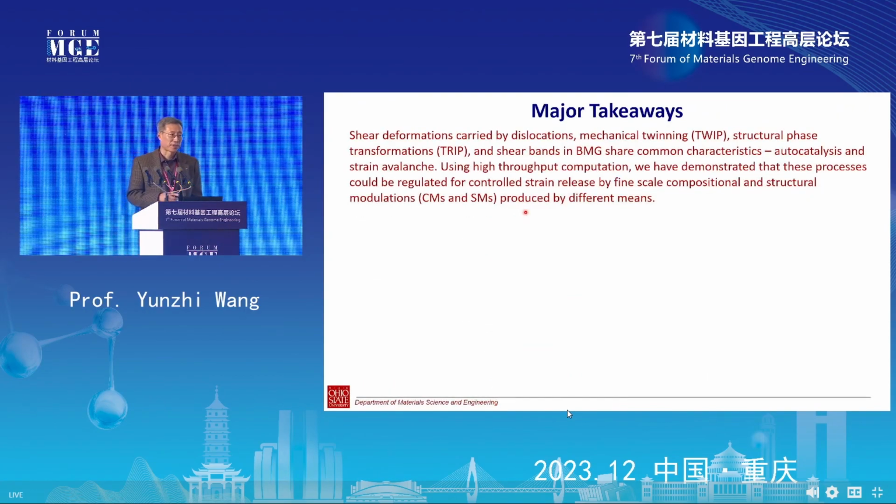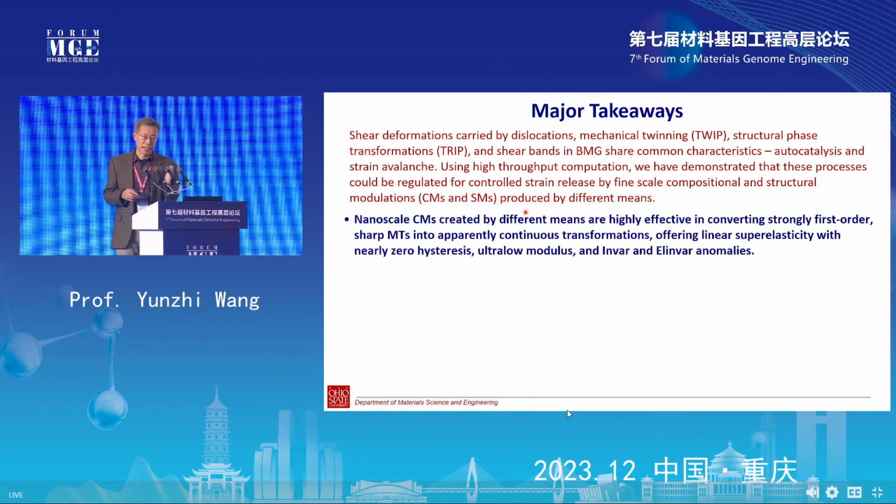So with that, I would like to summarize. What I presented is if we recognize the common features shared by shear deformation, either carried by martensitic transformation, dislocation, deformation twinning, or shear banding in metallic glass, they all have the same feature. That's the autocatalysis and strain avalanche. If you can find any way to stop the autocatalysis, control the avalanche, you can get whatever desired stress-strain behavior you want. So we have tried a few different things.